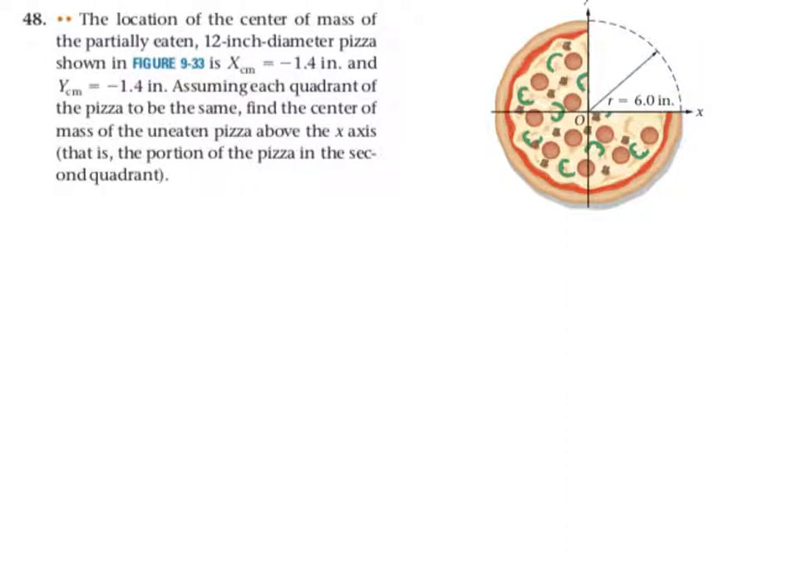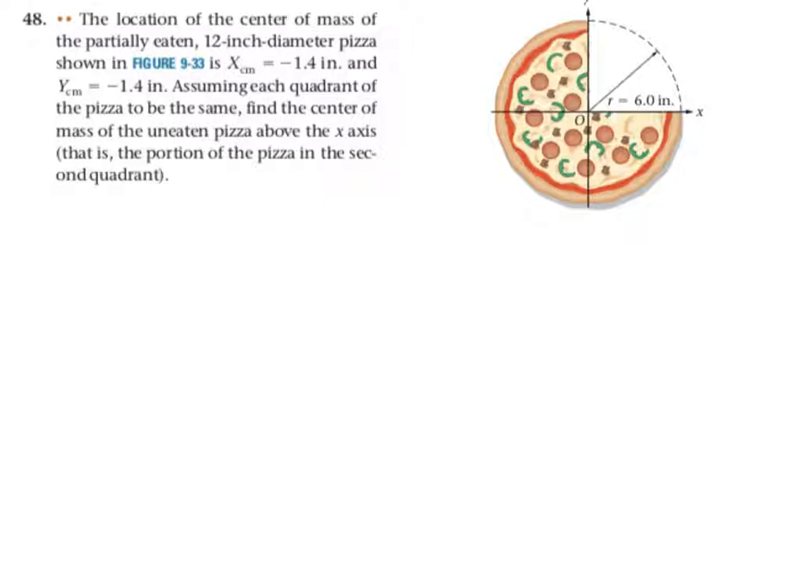Chapter 9, Number 48. The location of the center of mass of the partially eaten 12-inch diameter pizza shown in the figure is at x of the center of mass equals minus 1.4 inches and y of the center of mass equals minus 1.4 inches. Assuming that each quadrant of the pizza is the same, find the center of mass of the uneaten pizza above the x-axis, that is, the portion of the pizza in the second quadrant.